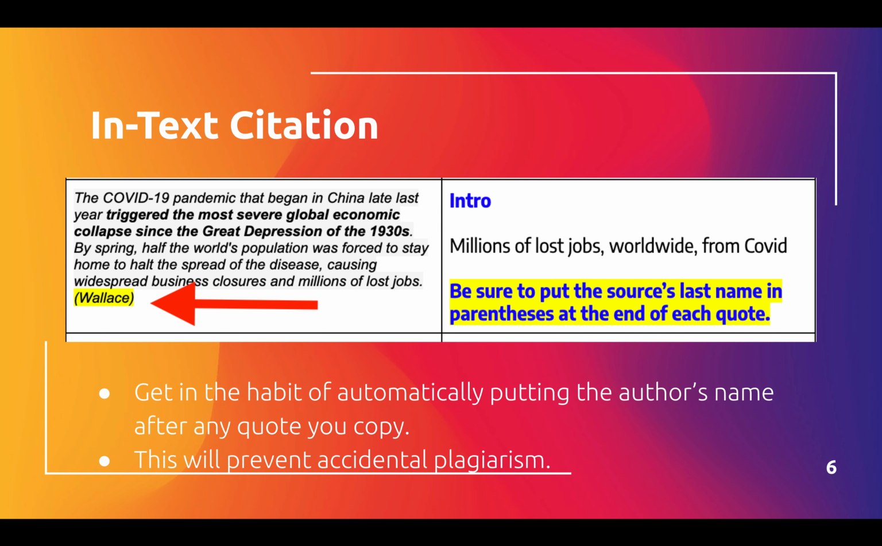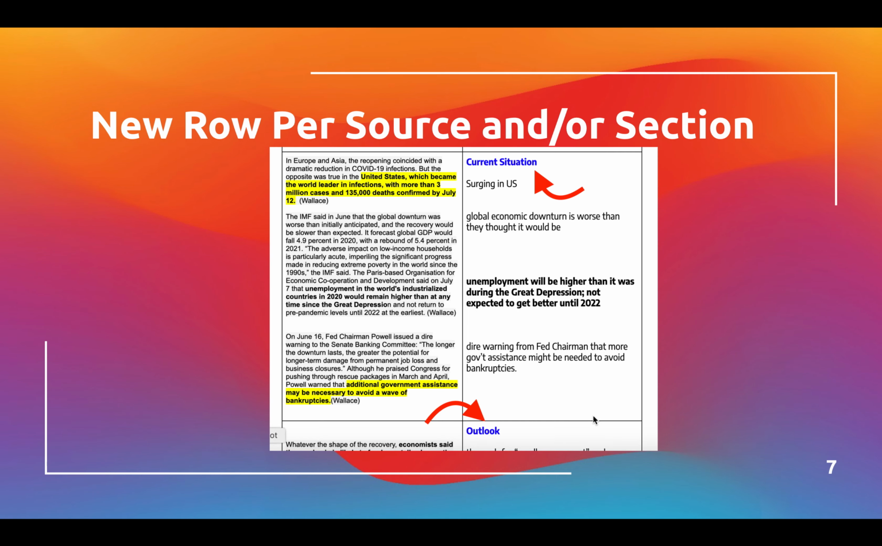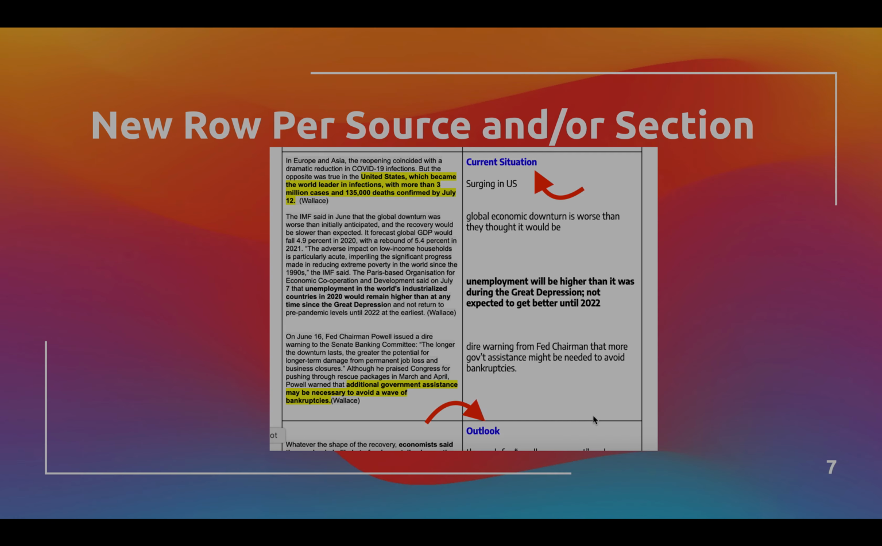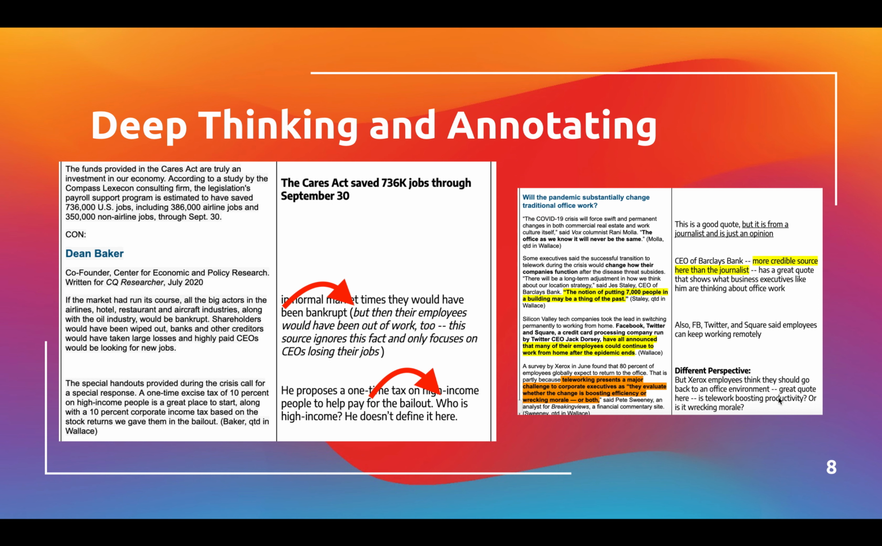Get in the habit of automatically putting the author's name after every single quote you copy. This is going to help prevent accidental plagiarism. Usually the in-text citation is the author's last name. If you happen to be quoting an article that does not have an author, then you use a shortened form of the article title in quotation marks. You should have a new row for every source.